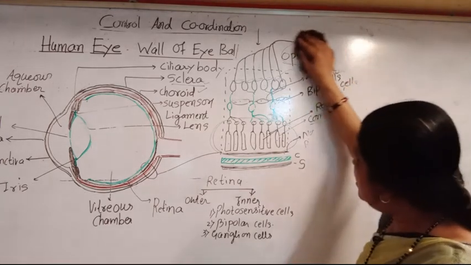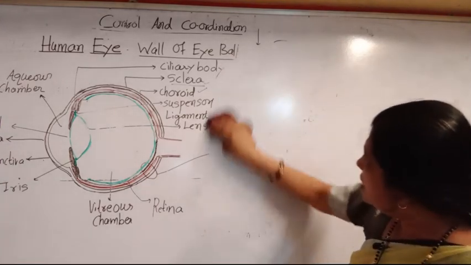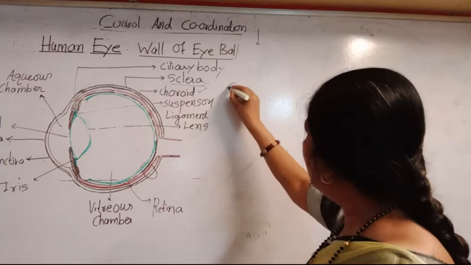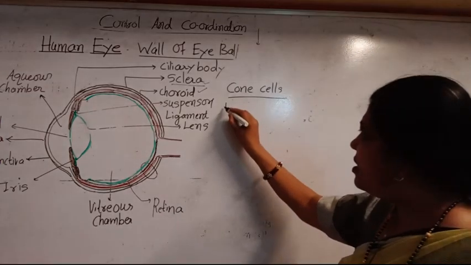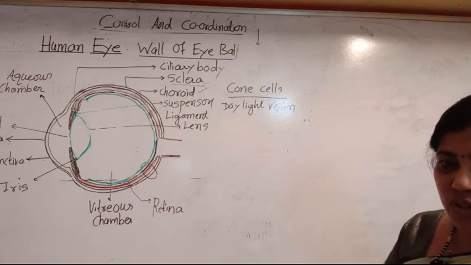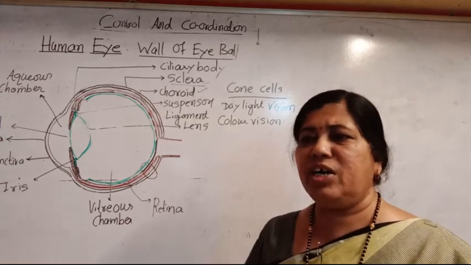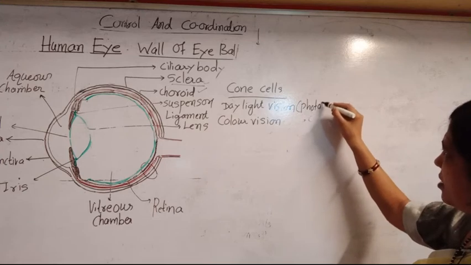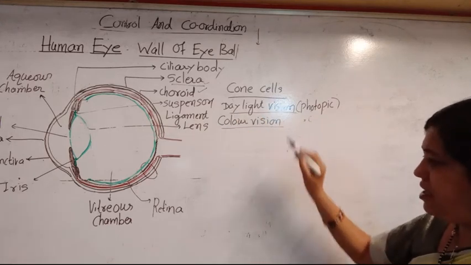Retina consists of two types of cells, rod cells and cone cells. Cone cells are responsible for daylight vision and color vision. We can see different colors due to cone cells. Daylight vision is called photopic vision. So cone cells are responsible for daylight vision and color vision.